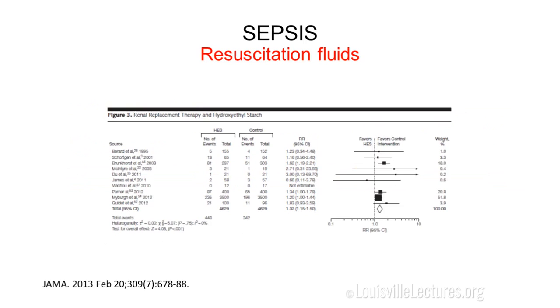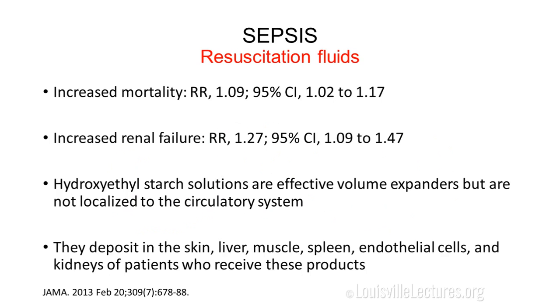What about starch? Starch really has come out of use. There were a number of studies, clinical trials showing that the use of starch leads to an increased rate of acute kidney injury and need for renal replacement therapy. Starch increased mortality as well by 90%, and increased the risk of renal failure by 27%.